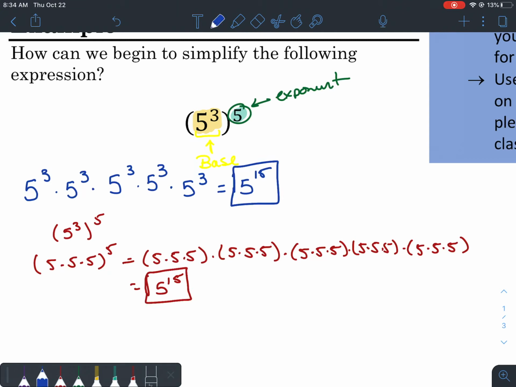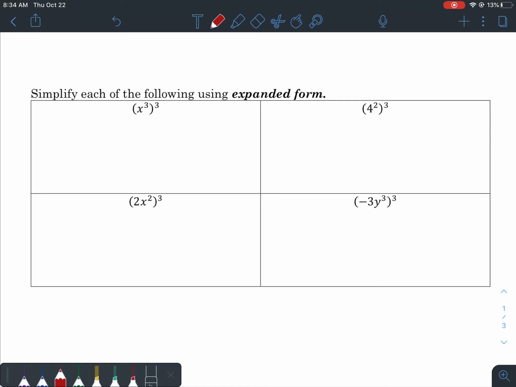So what we're going to do next is put this into practice with these 4 questions. I want you to do your best. Pause the video. In your notebook, I want you to write these in expanded form, just like we did in the warm-up, okay? When you're ready, unpause the video and we will go over it.